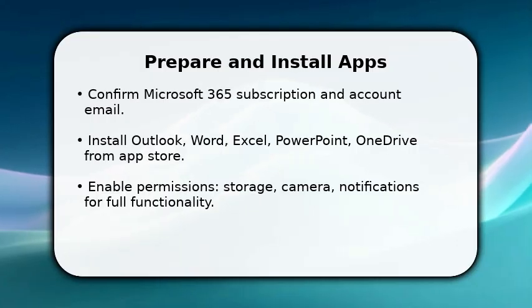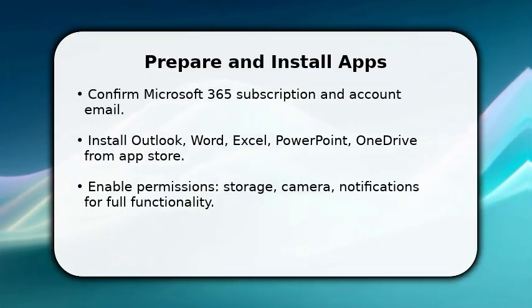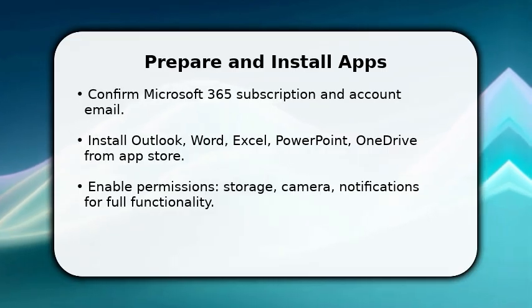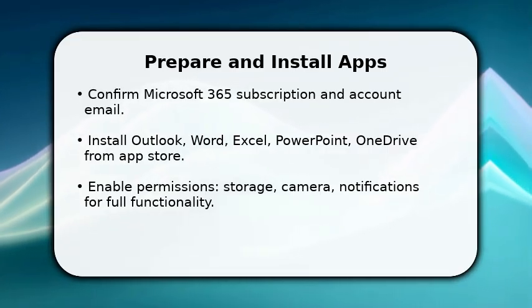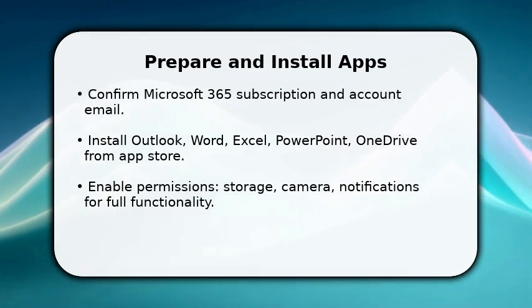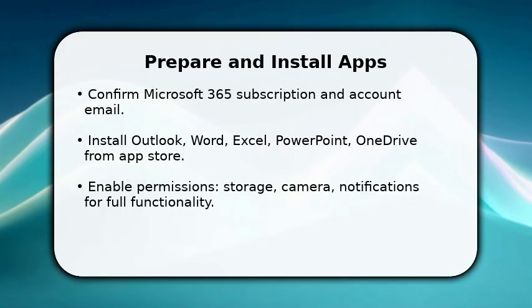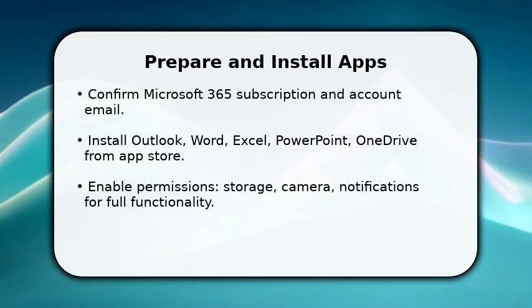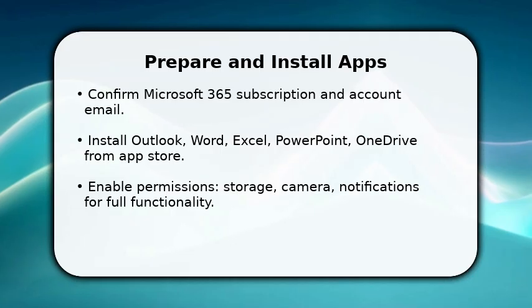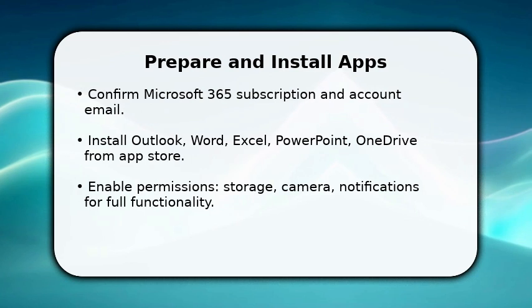You'll start by confirming your Microsoft 365 account and subscription so the apps can activate correctly. Once done, install Outlook, Word, Excel, PowerPoint, and OneDrive from the phone's App Store. Make sure to use the same account email. Grant required permissions: storage for files, camera for scans, notifications for calendar alerts, because without them certain features won't work. This gets you into the ecosystem quickly and prevents stumbling later.